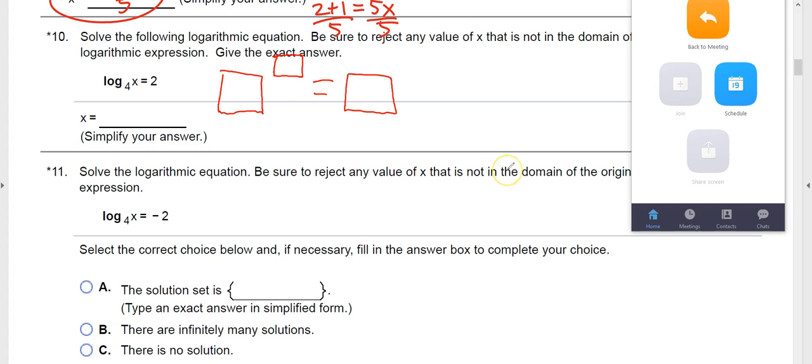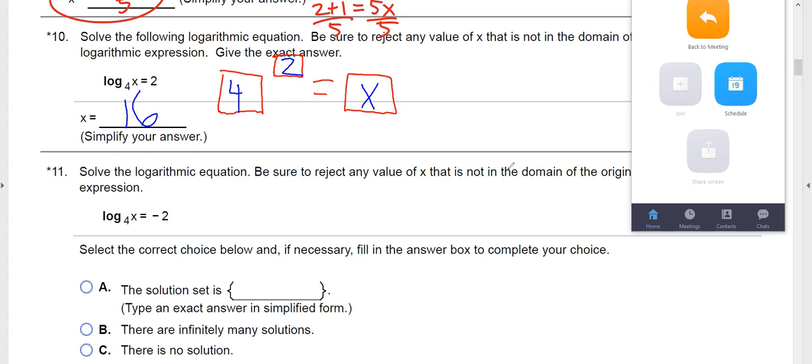What's the base? 4. The exponent? 2. The argument that it equals? The last thing in the list. Shouldn't be that hard of a question to answer now. What do you think? 16. Done with that question. Move on to question 11.